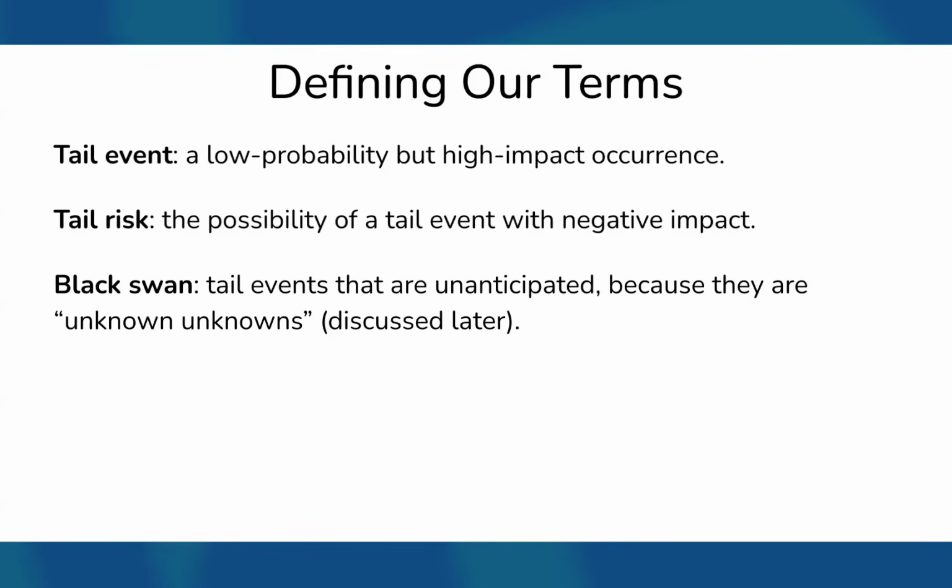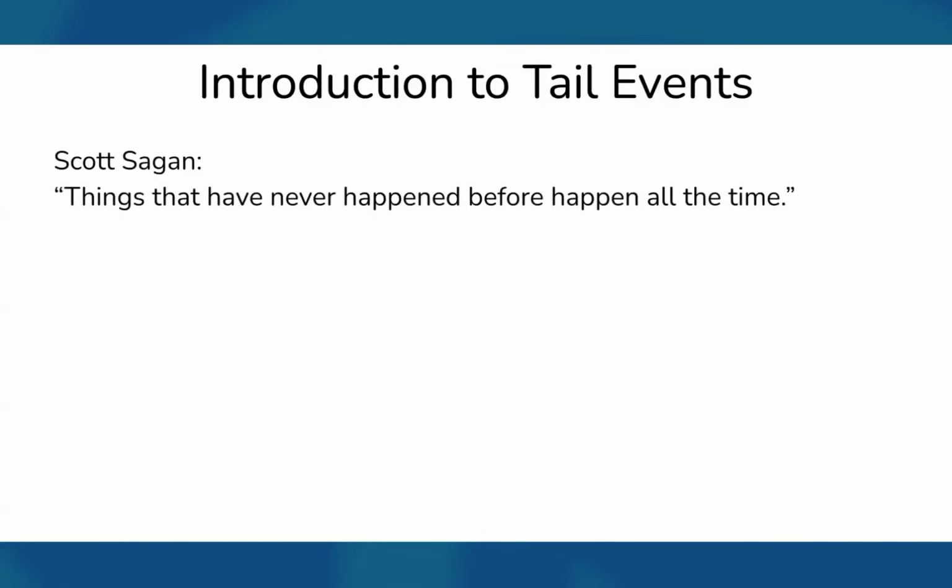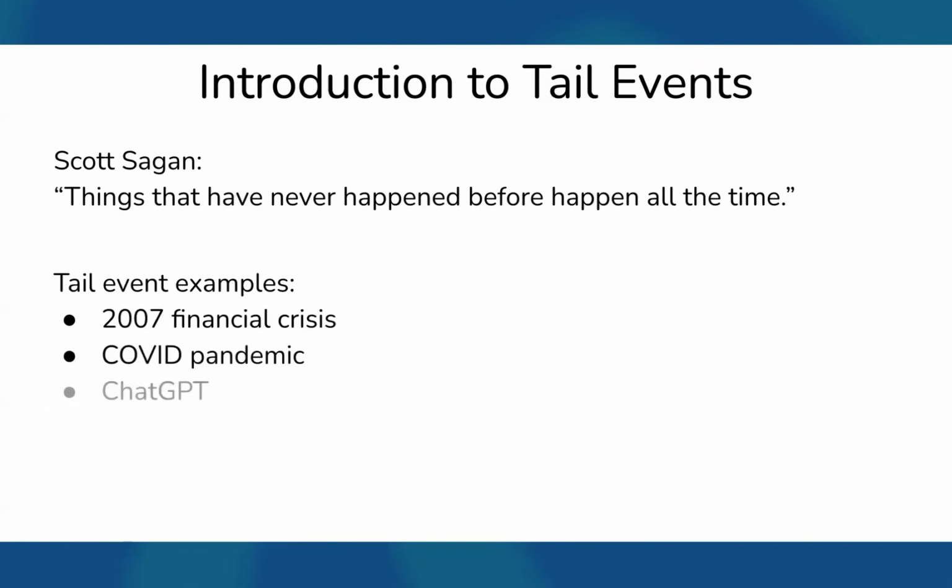This is related to a black swan. These are tail events that are unanticipated. They are unknown unknowns, which is something we'll discuss later. One quote that can help give the idea of what we're talking about is that things that have never happened before happen all the time. So when proceeding with risk management, it's important to approach it with some level of humility. Some examples of tail events would be the 2007 financial crisis, or the COVID pandemic, or ChatGPT.